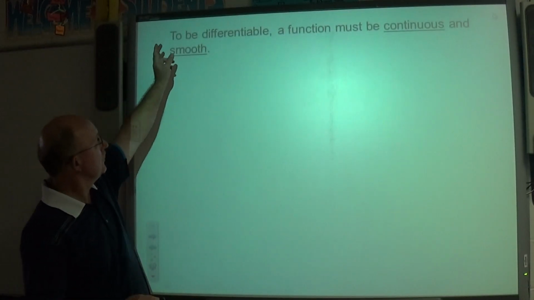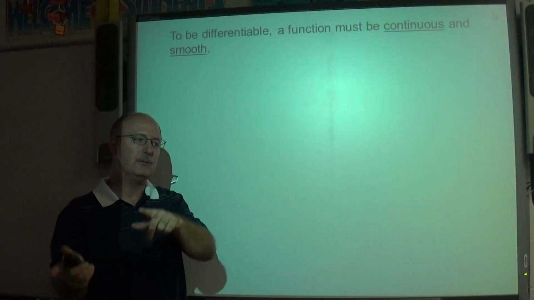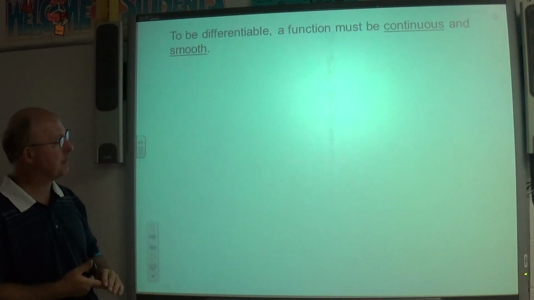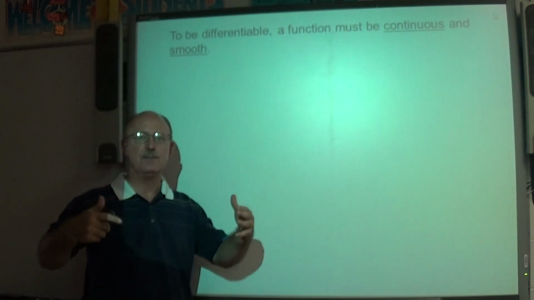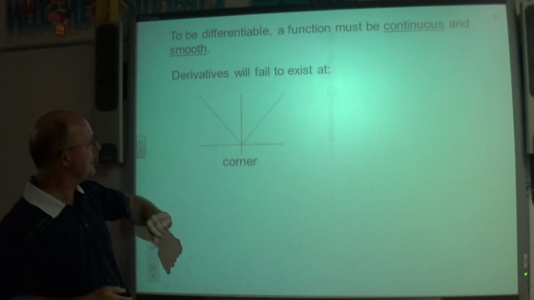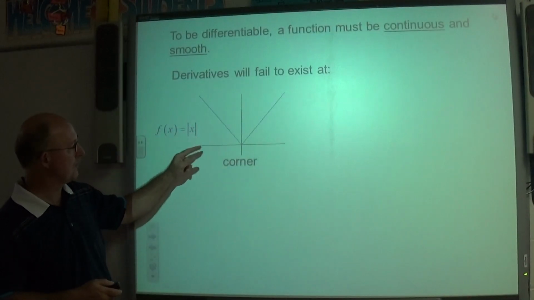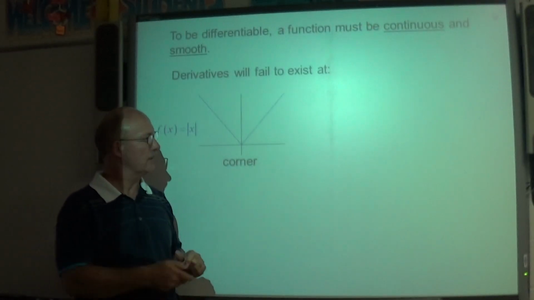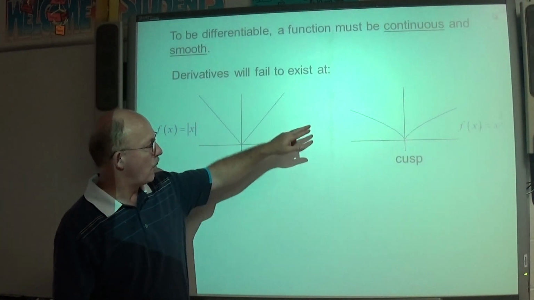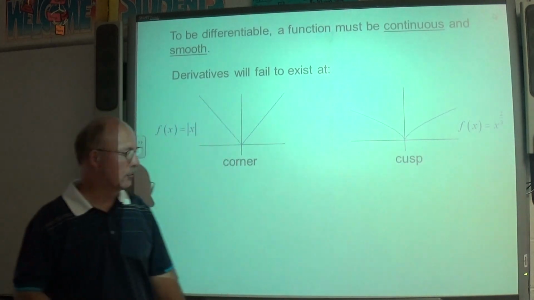Now just remember, to have a derivative, a function has to be continuous and smooth. We went over these in a previous video, but I want to touch on them again just to make sure we remember where the derivative doesn't exist. The derivative fails to exist if you have a sharp corner, like f of x equals the square root of x. So you got a sharp corner, no derivative. If you have a cusp, like you see here, this is y equals x to the 2/3 power, so a cusp. At the cusp, no derivative.